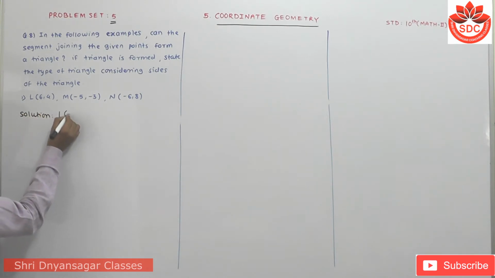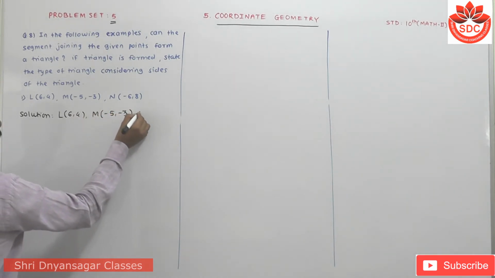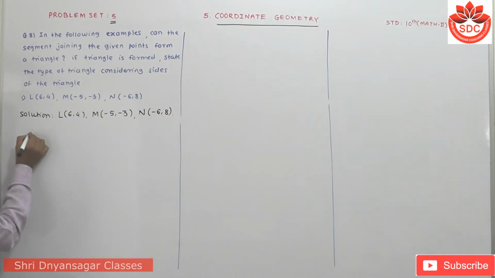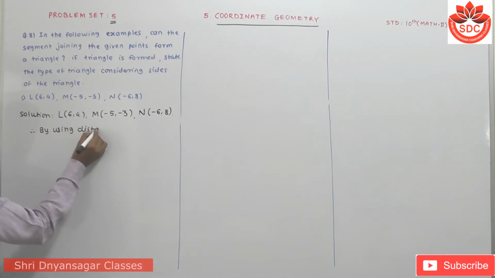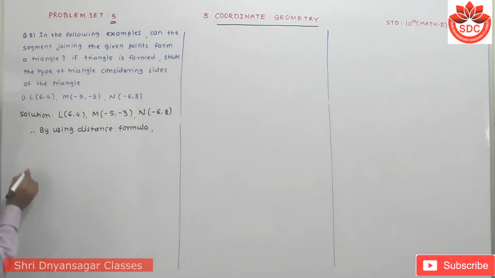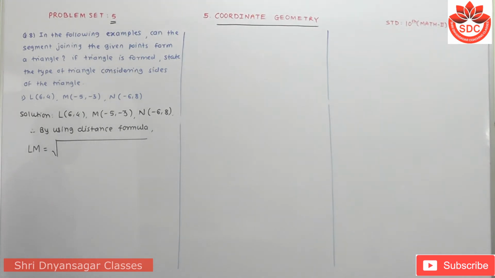Here the coordinates are given: L is (6, 4), M is (-5, -3), N is (-6, 8). Now student, by using the distance formula, first I have to find the distance of all the segments. First take LM. All of you know the distance formula: square root of (x2 minus x1) squared plus (y2 minus y1) squared. I have to directly use this. Here is x1, y1, this is x2, y2.